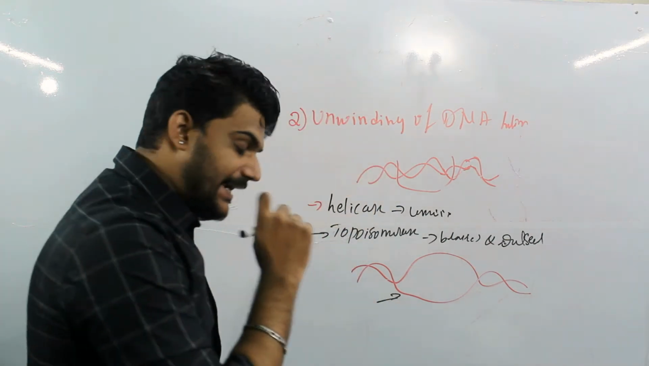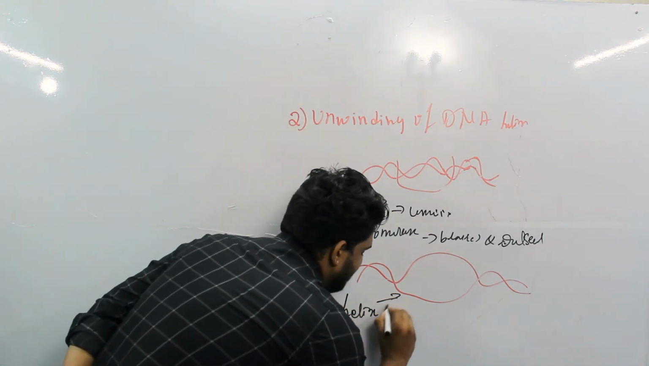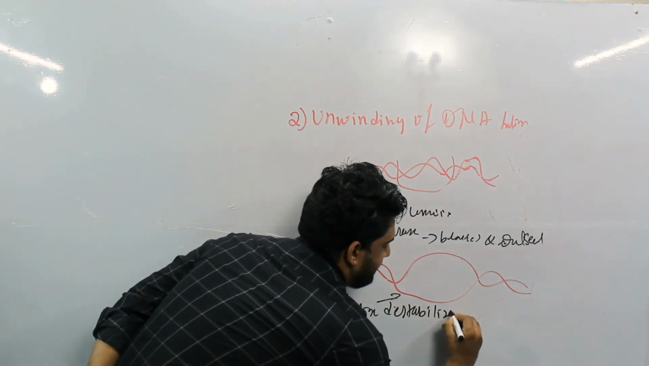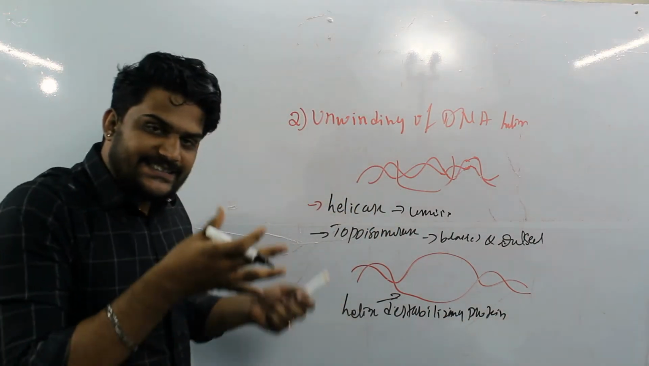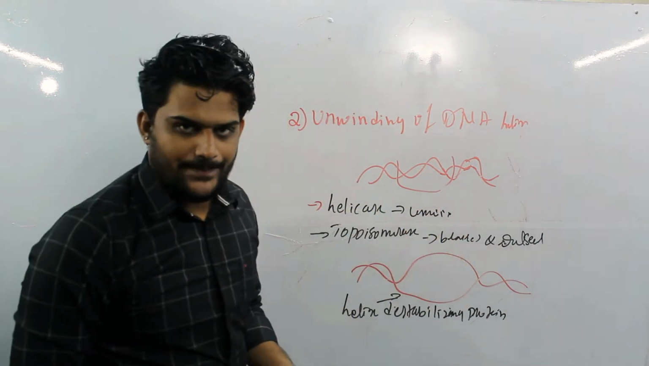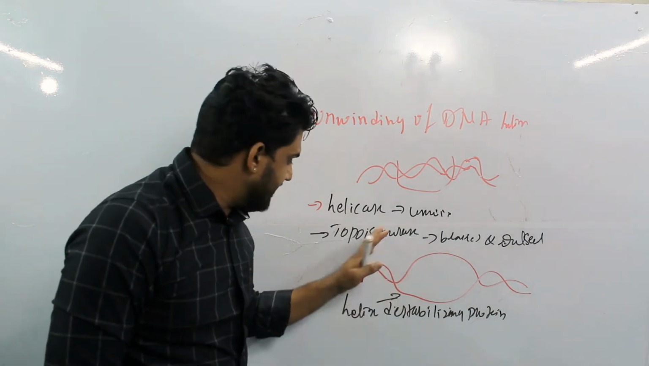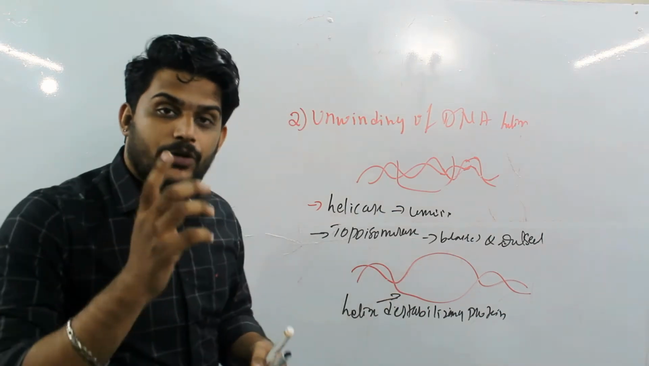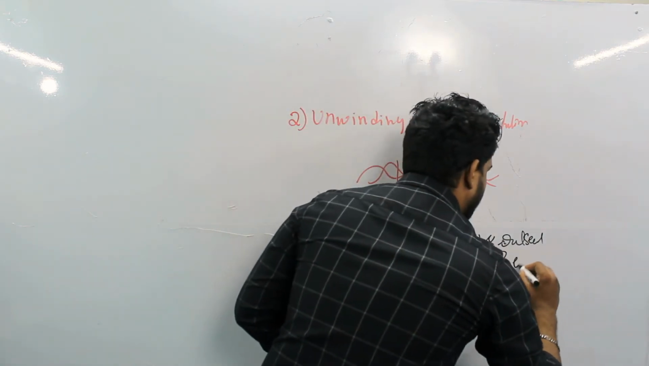So that's why a protein is released here, which acts upon this particular part. That protein is known as helix destabilizing protein. So this protein stabilizes this part, that means it holds the structure like this itself. So that is how these two enzymes and this protein are very important for the formation of the replication bubble.